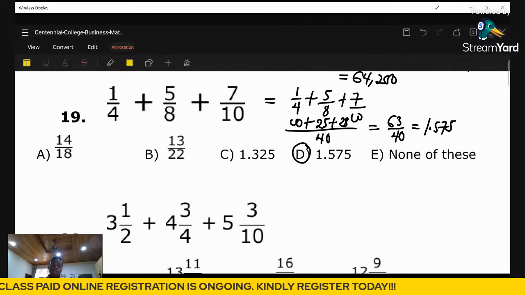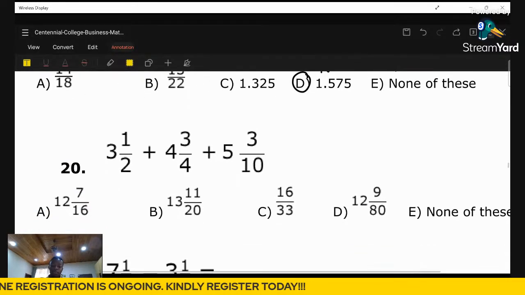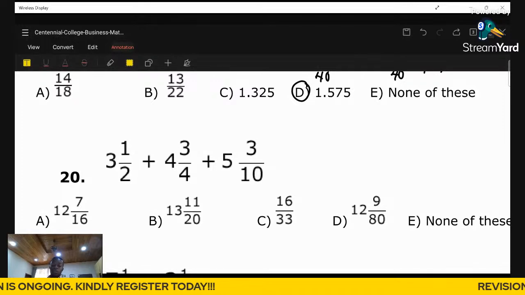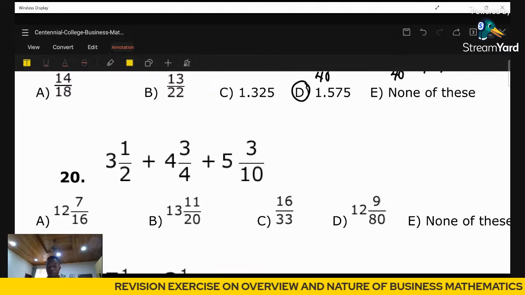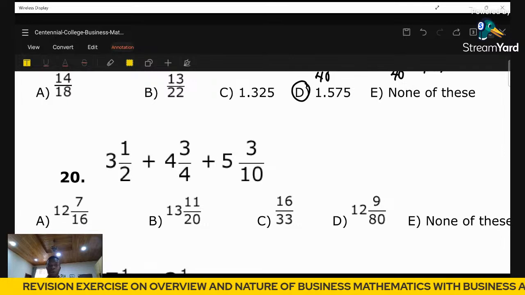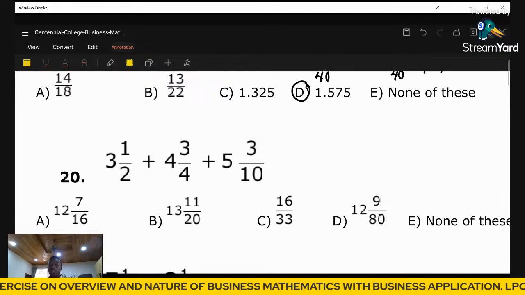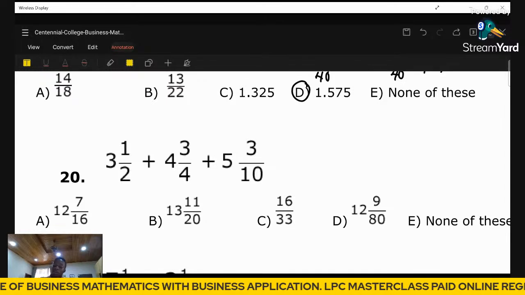All right. Question number 20. We are asked to simplify this: 3 whole number 1 out of 2 plus 4 whole number 3 out of 4 plus 5 whole number 3 out of 10. So actually we want to understand how we deal with mixed fractions. So how do you go about this?